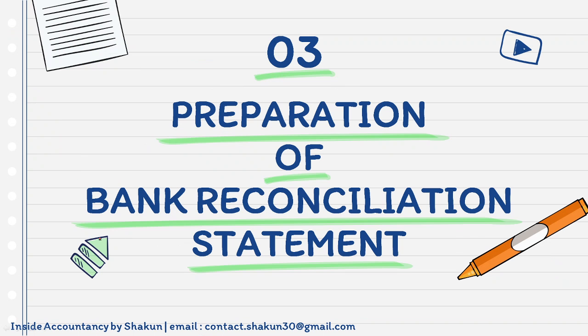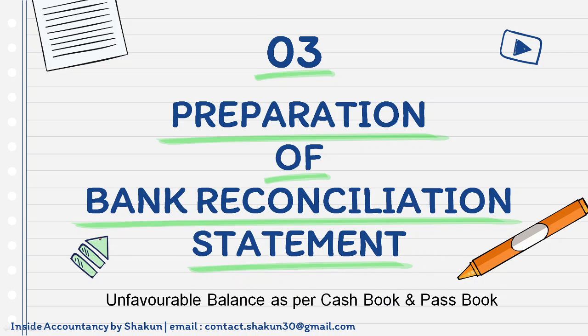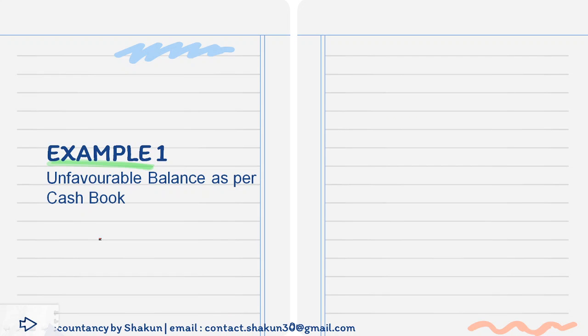Now, let's talk about the preparation of bank reconciliation statement when the unfavorable balance is given in the question. It may be either the unfavorable balance of the cash book or passbook. So let's understand this with the help of an example. Unfavorable balance as per cash book: this question has been taken under this heading. Okay, so let's have an example.